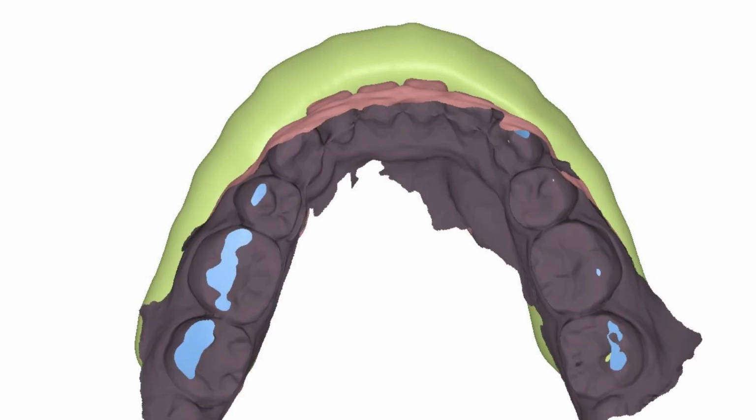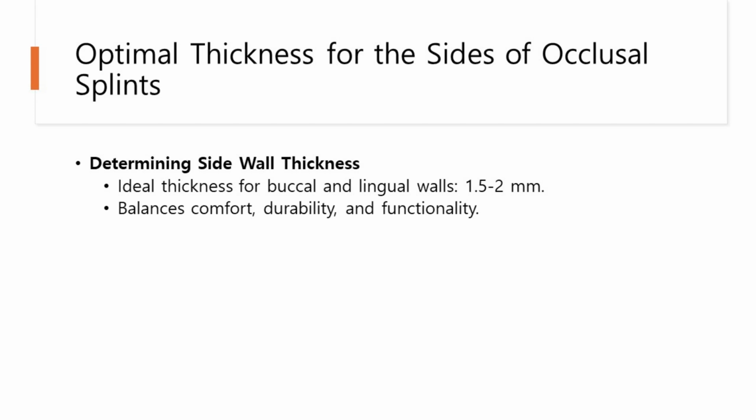This slide focuses on the appropriate thickness for the buccal and lingual walls of occlusal splints, recommending a range of 1.5 to 2 millimeters. This thickness is considered to provide an optimal balance between ensuring wearer comfort, maintaining splint durability, and fulfilling its functional requirements. It emphasizes that while 1.5 to 2 millimeters is typically advised, adjustments might be necessary to accommodate specific patient needs, the intended application of the splint, and the characteristics of the material used.